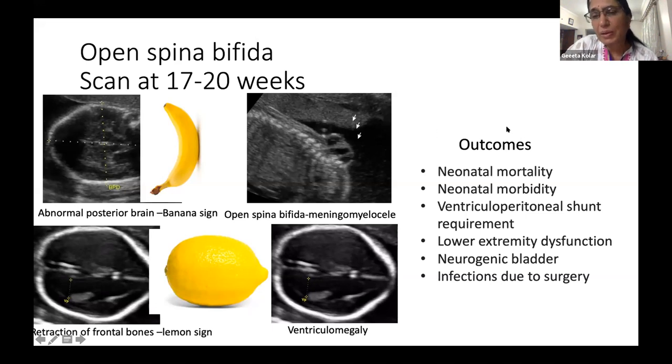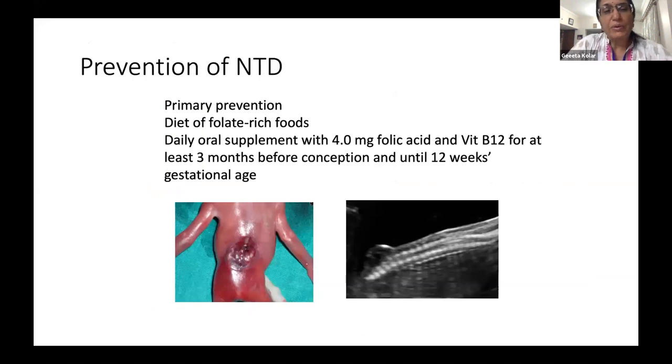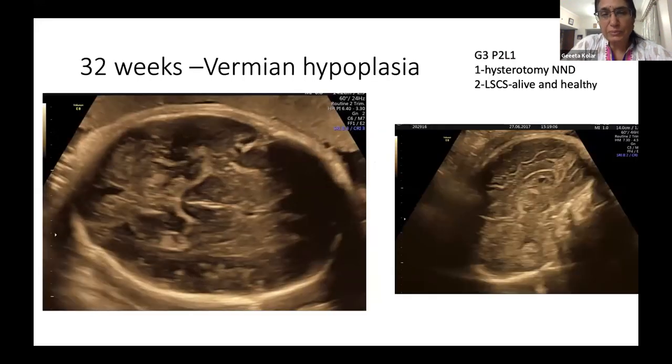The outcomes are very bad in these conditions because of high neonatal morbidity and mortality. They often have hydrocephalus, which needs a ventriculoperitoneal shunt. The lower limbs may have talipes, or the baby may be unable to move them. Neurogenic bladder and infections due to surgeries are other major morbidities. How do we prevent neural tube defects? It is our duty to advise folate-rich foods and oral supplements of folic acid and B12 for at least 3 months before conception, or at least until 12 weeks of gestation.